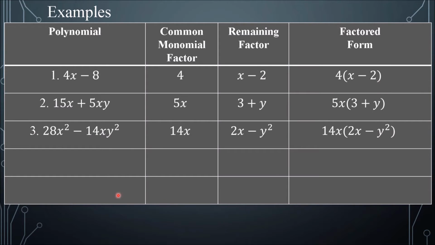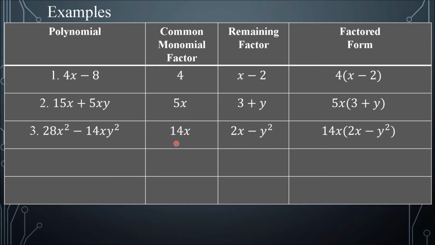Next we have number 3, 28x squared minus 14xy squared. So it's really hard to find the common monomial factor, but take a look at this. This one has 14x and this one has also 14x. Okay, 14x. Getting that will be the common monomial factor.